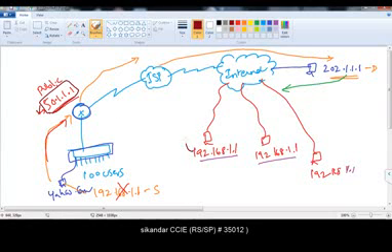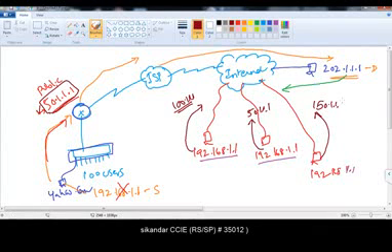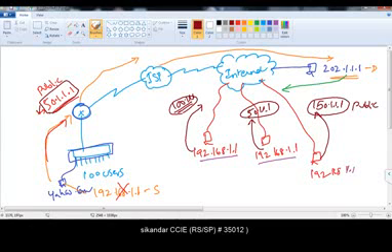Similarly, when this user wants to go to the internet, he uses some other IP. Let's say 100.111. When this user goes, he uses some other IP. Let's say 150.111. I'm just taking some random addresses. So every user, when they go to the internet, uses their own registered public IP addresses given by the service provider.